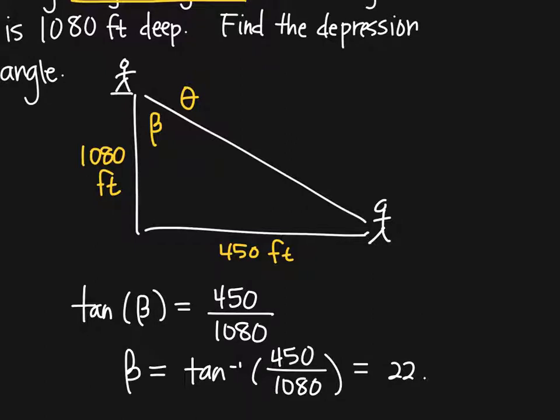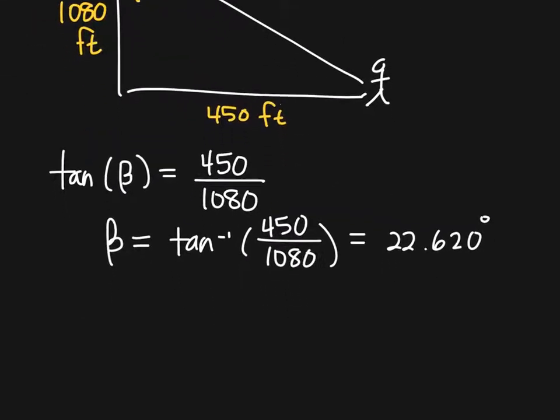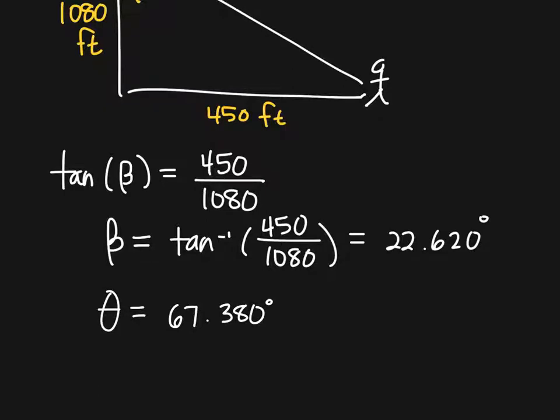22.62? So the beta is 22.620 degrees. I still am waiting, though, for the angle of depression, which is the complementary angle. Complementary means they're related by 90 degrees. So we end up with 67.380. Okay, so we've done a ladder, we've done a canyon.